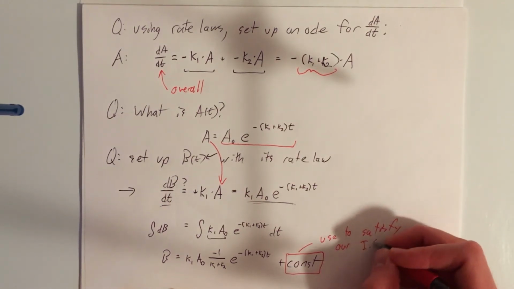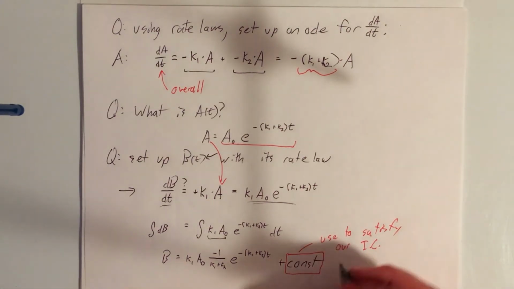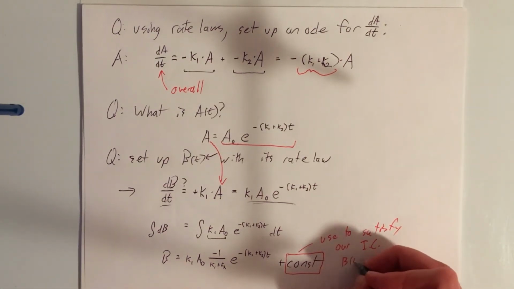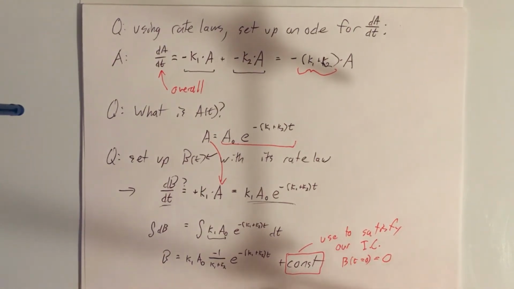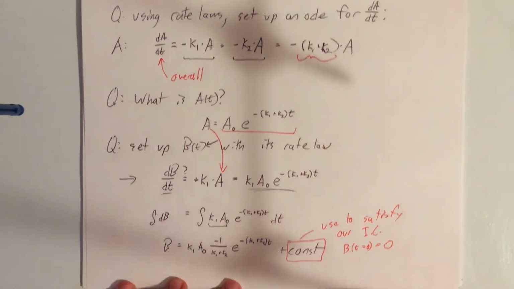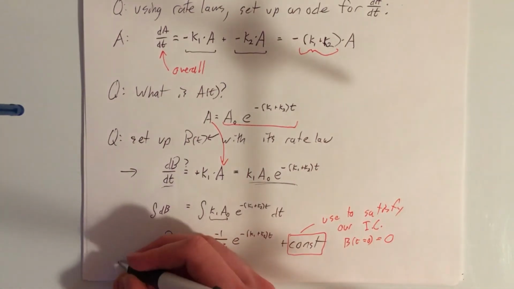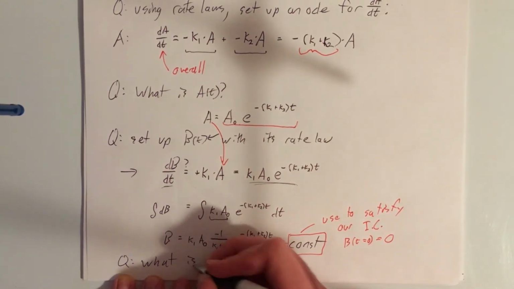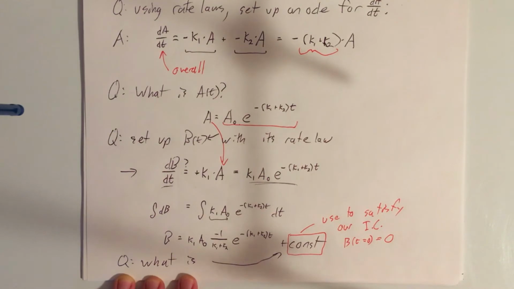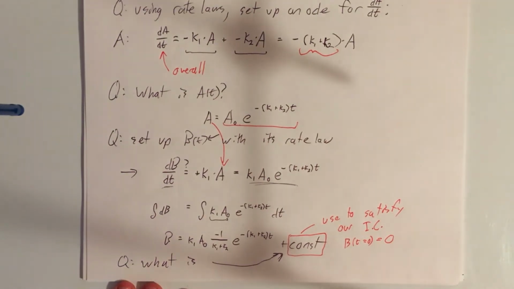our initial condition. So what do we mean by our initial condition? Well, our initial condition is what B is at time equals 0. And in this case, B at time equals 0 was 0. So work out now what is that constant? What must that constant be in order to satisfy the initial condition?